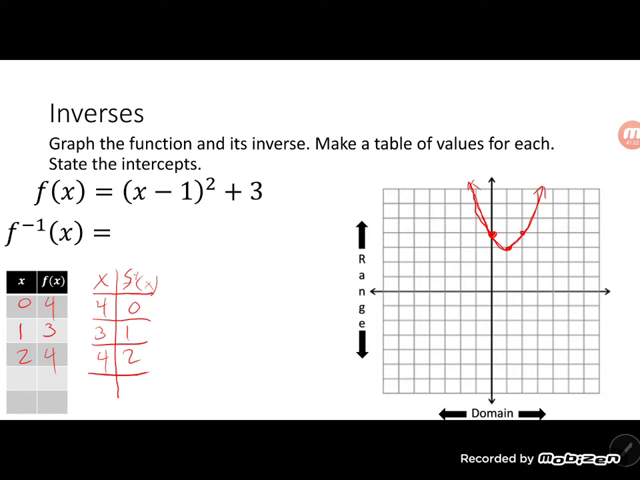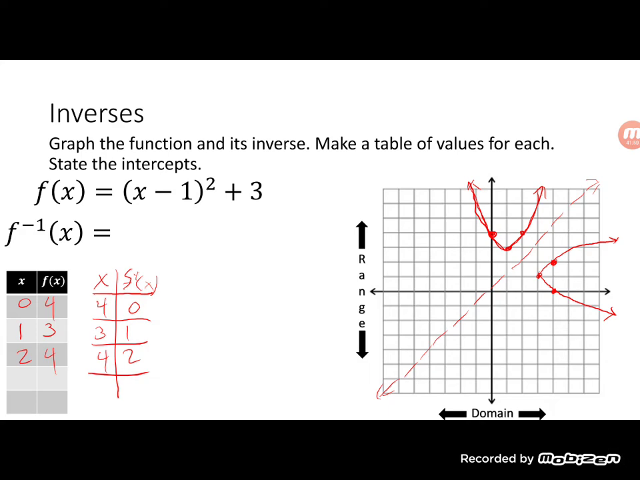So we can now go ahead and start graphing this. Over 4, up 0, over 3, up 1, over 4, up 2, and you look at that, it's coming to life. Right there, our other parabola, just like that. And we can even see that it is diagonally reflected, which is really good. Everything's making sense. That looks beautiful. There's some beautiful inverse functions.